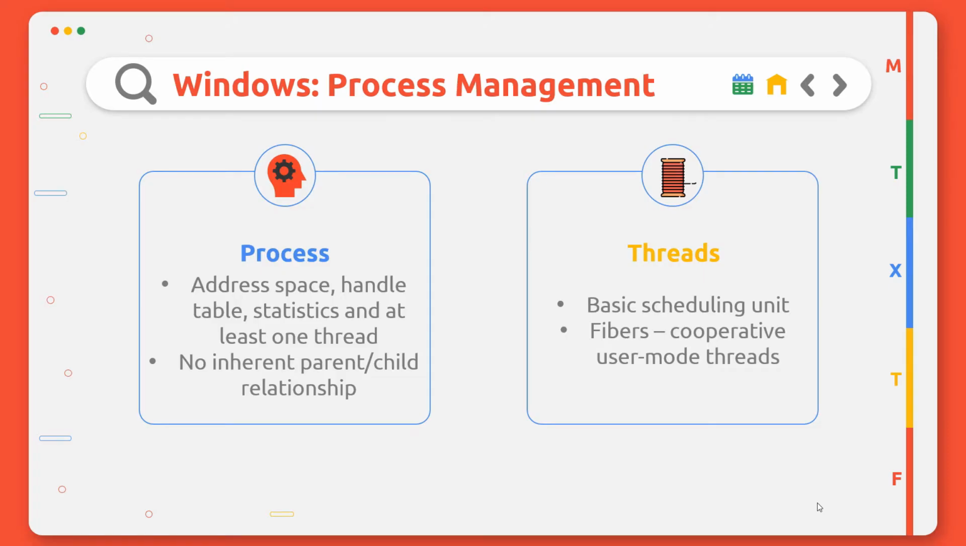There is no inherent parent-child relationship between processes and the child processes they create in Windows. Threads are the basic scheduling unit: the scheduler looks at the priorities of the threads to decide what to pick next to run on the CPU. Windows also has what are called user mode threads or lightweight threads, called fibers. Fibers are made without any support of the OS itself, so they are totally in user space, where an application basically becomes its own scheduler.